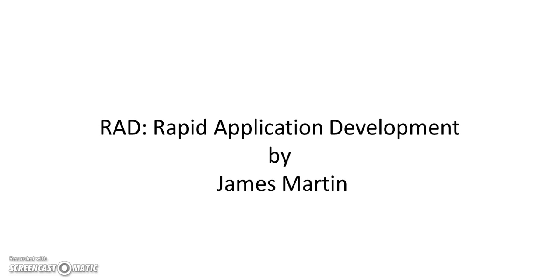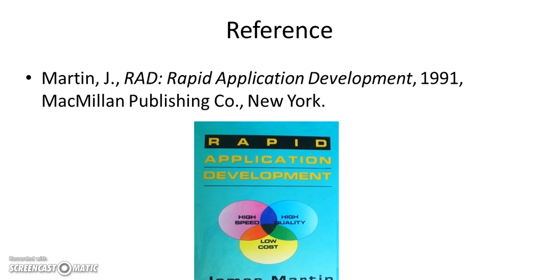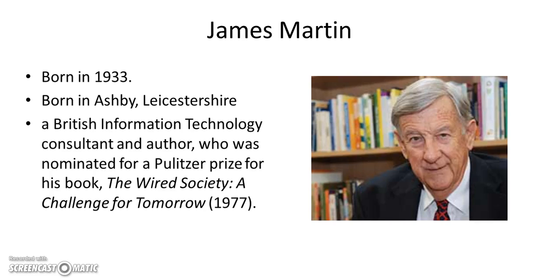Another methodology developed in the 90s was RAD, or Rapid Application Development. That was created by James Martin in his 1991 book, Rapid Application Development. James Martin is a British computer scientist who, as it happens, was nominated for a Pulitzer Prize for his book, The Wired Society, in the 70s.